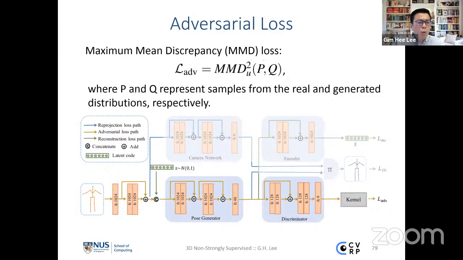Then finally, we apply the adversarial loss, which in this case is a maximum mean discrepancy loss. This loss tries to minimize the difference in expected mean between the samples P and Q from our real and generated distributions respectively. So this enforces the output distribution from our pose generator and a set of real poses that we are given to be as close to each other as possible.